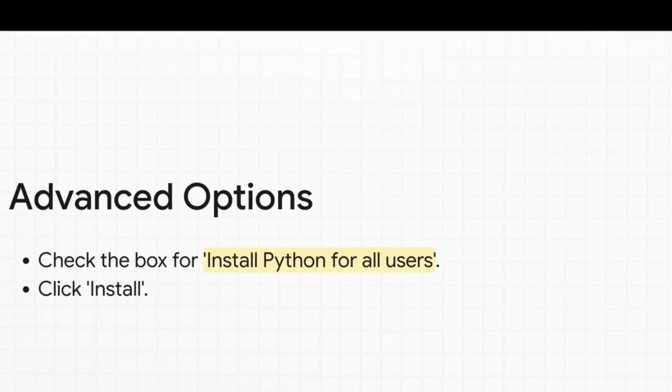And here we are, the advanced options screen. Just one last thing to do here. Check the box for Install Python for all users. This just puts it in a nice, clean spot on your machine that's easy for the system to find. Once you've checked that, go ahead and hit Install. You're almost there. Windows will probably pop up and ask for permission. Just say yes to that.